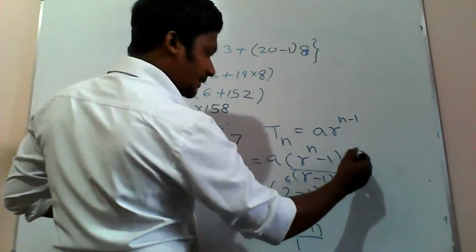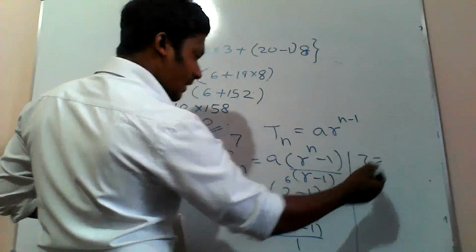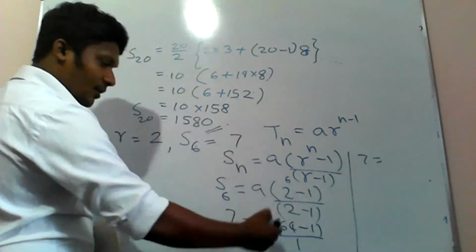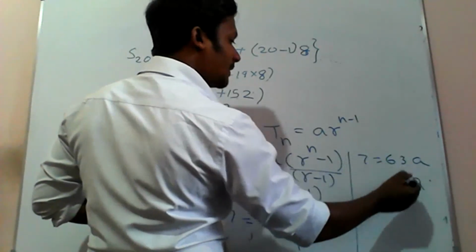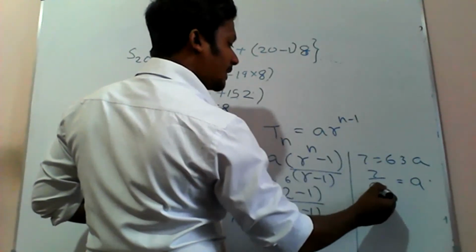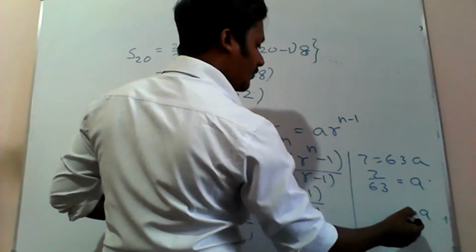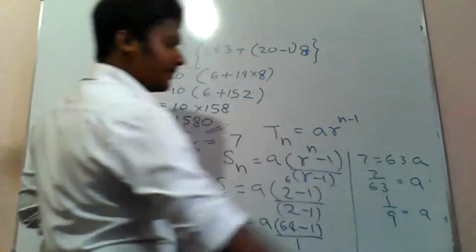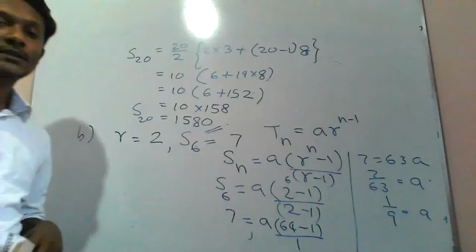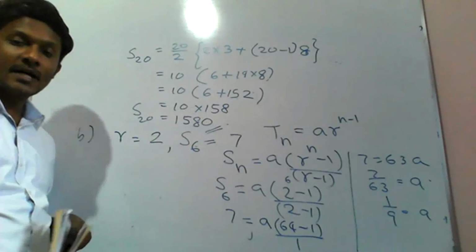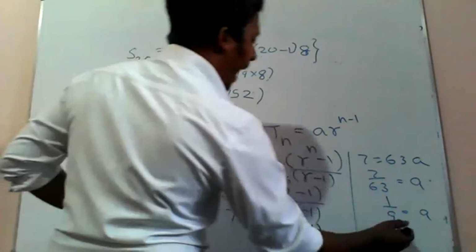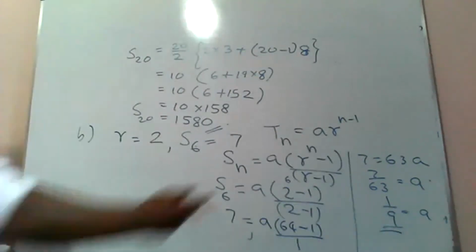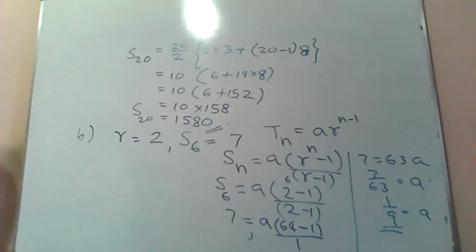Then 7 equals 63 a. Then a equals 7 divided by 63. Then a equals 1 over 9, because we can divide both sides by 7. And the first term is 1 over 9.